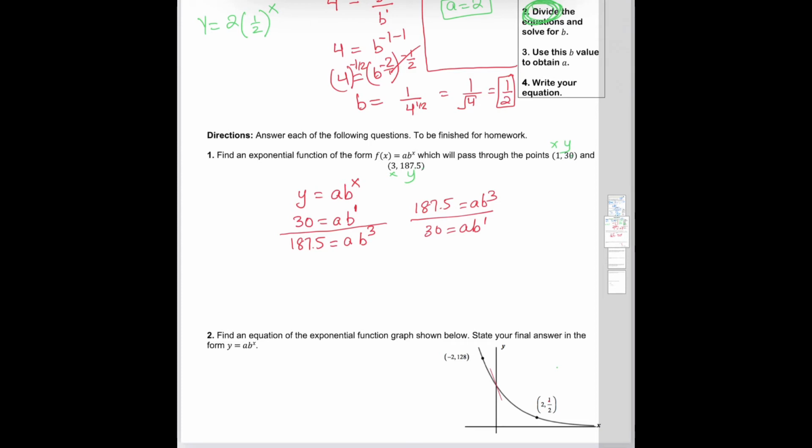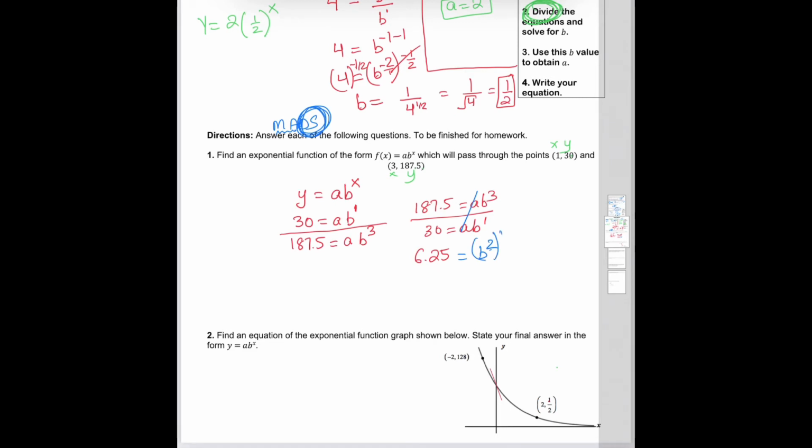187.5 divided by 30 is 6.25. And what happens to your a's? They cancel out, right? And remember, in division, when bases are the same, you subtract the exponents. MADS: Multiplication, add; division, subtract. That's what we're focusing on. So it's division. So 3 minus 1 is 2.